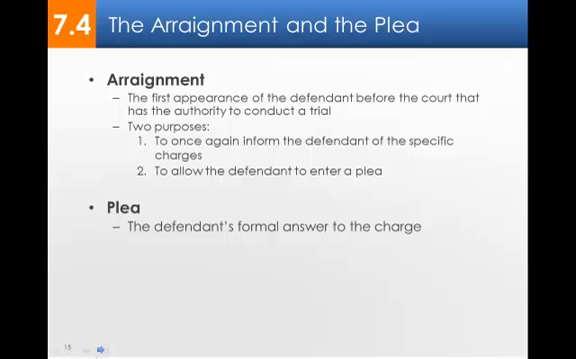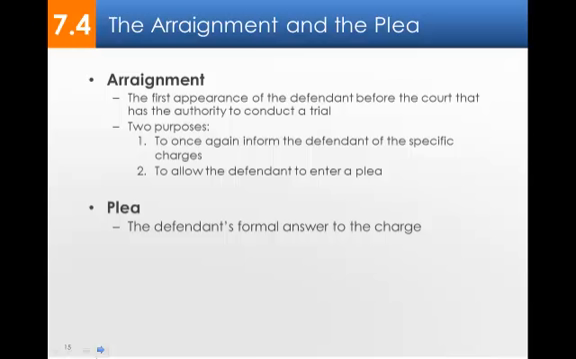All right, we said after the indictment, after the accusation, would be arraignment. This is back in court. The defendant with his or her attorney will come to court. The judge will read the charges and ask the defendant to enter a plea.